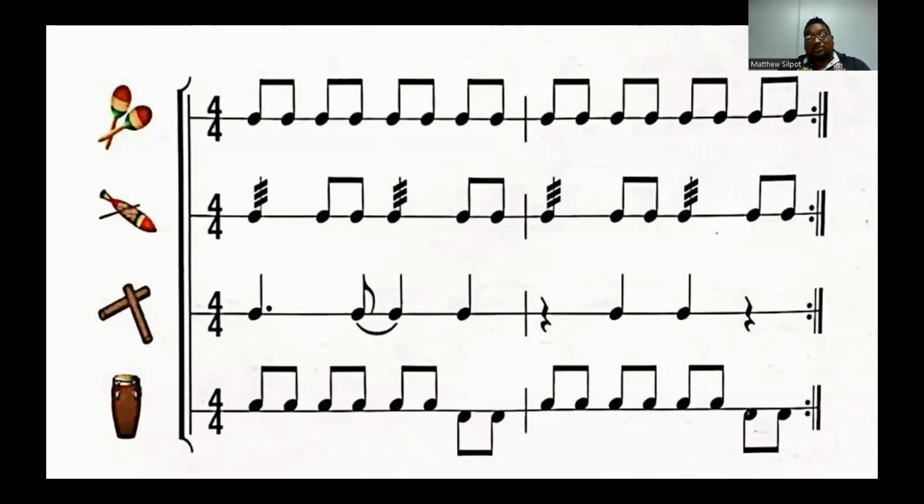So remember our note chart. Our whole note value is 4, our half note value is 2, quarter note value is 1, eighth note value is a half, and our sixteenth note value is a quarter. And of course, we have the corresponding signs that have the same values but in silence.